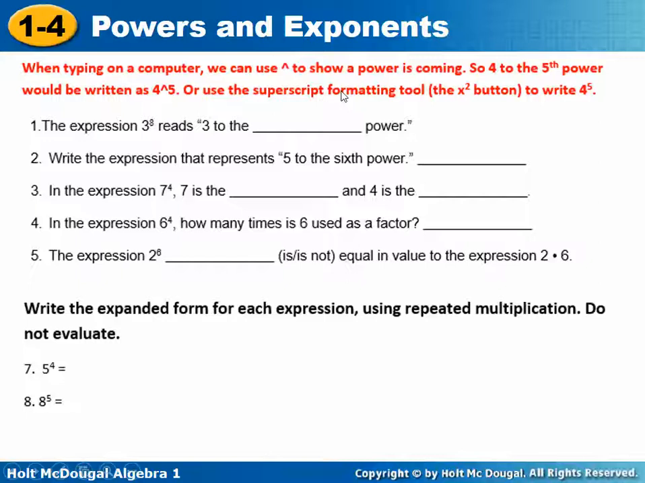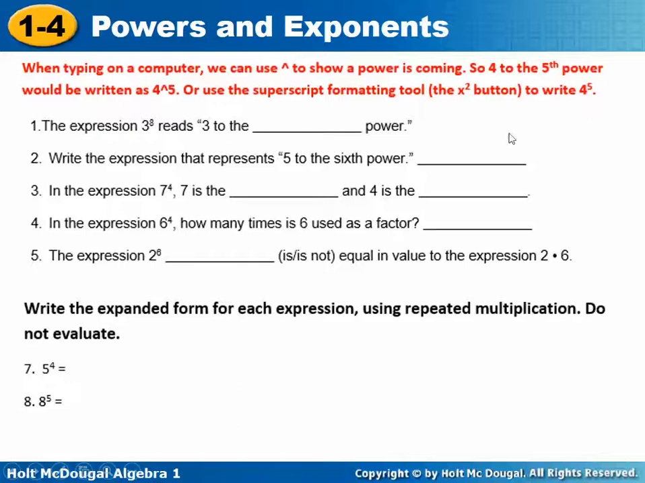You can also look in your word tools, and if you find the little button that looks like x to the second power, x squared, if you click that, then you can write the power after that, and then you click it again to stop making exponents. So try that when you're filling it in with Word. If you're typing this on a computer, those are some ways to do that.